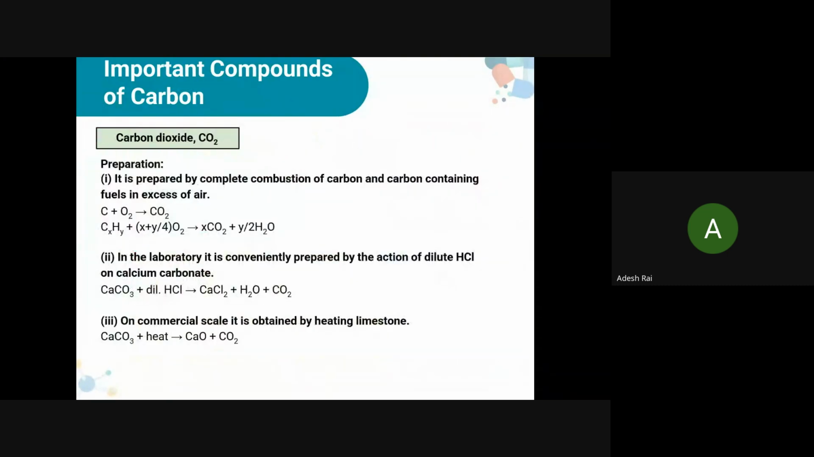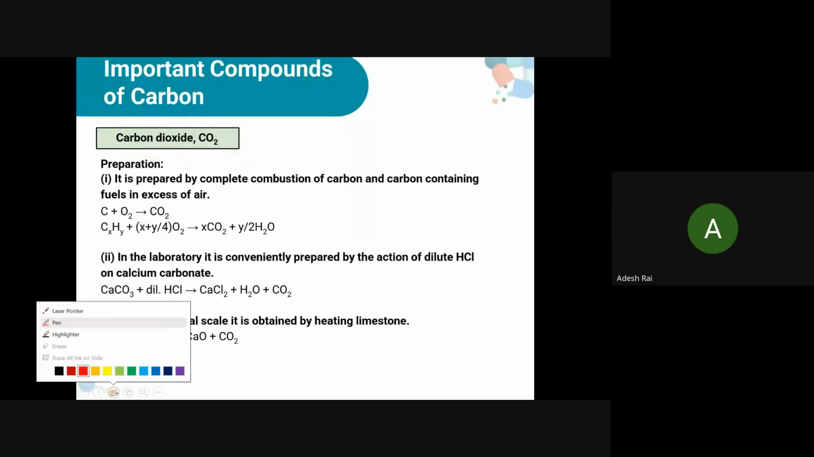Okay. So the next important compound of carbon was carbon dioxide. How do you prepare carbon dioxide? It can be prepared by complete combustion of carbon. If you do incomplete combustion, in limited presence of oxygen, you will get carbon monoxide. But if complete combustion, that is excess of oxygen is taken, we are going to end up with carbon dioxide.